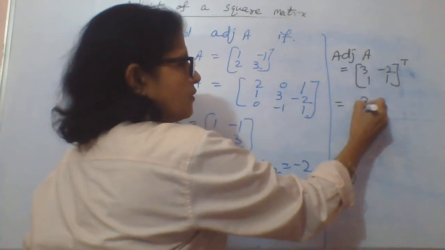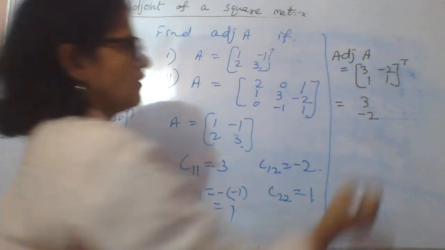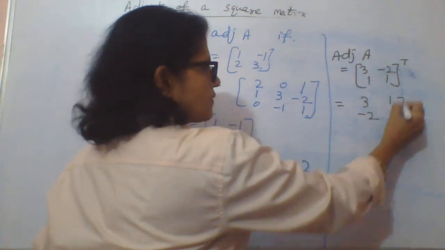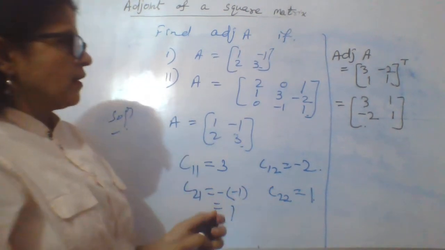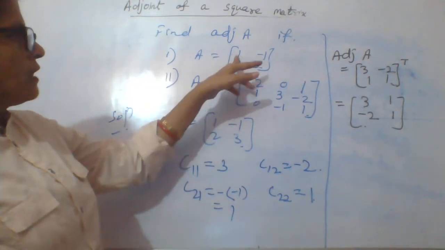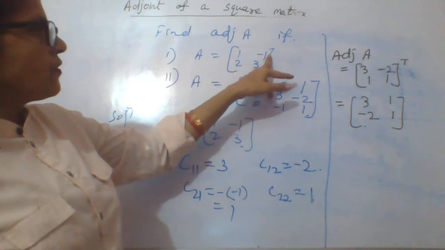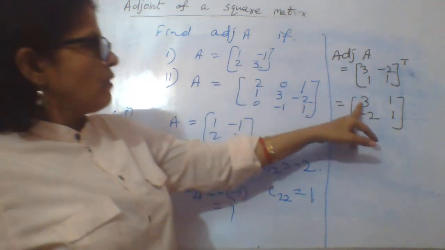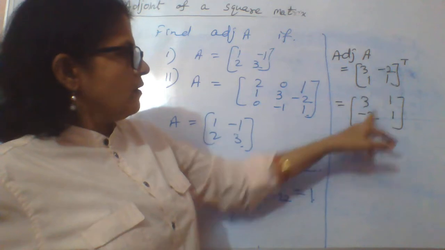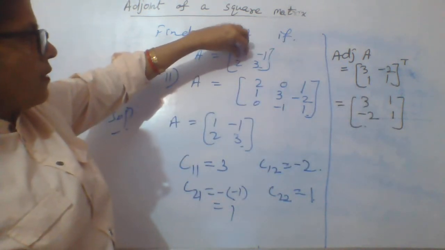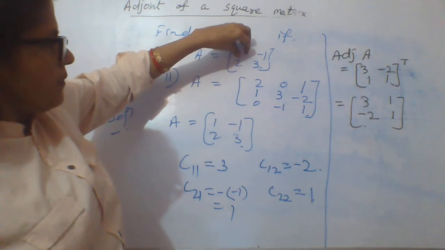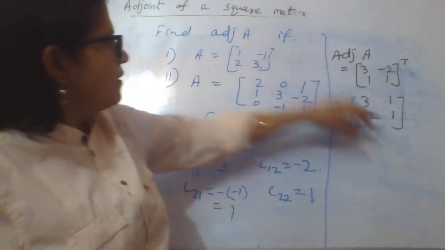That is equal to 3 minus 2 in the first column, 1, 1 in the second column. One more thing you can observe in the case of 2 by 2: here you have 1, minus 1, 2, 3, and you have 3, 1, minus 2. So it means here, the cofactor of 1, you are getting this one.